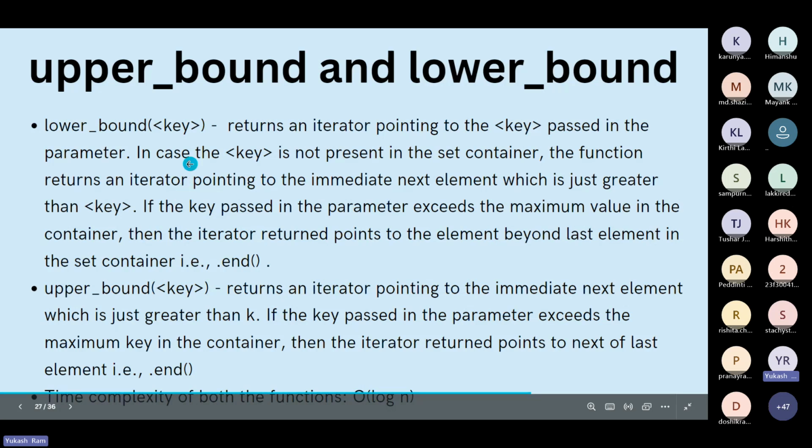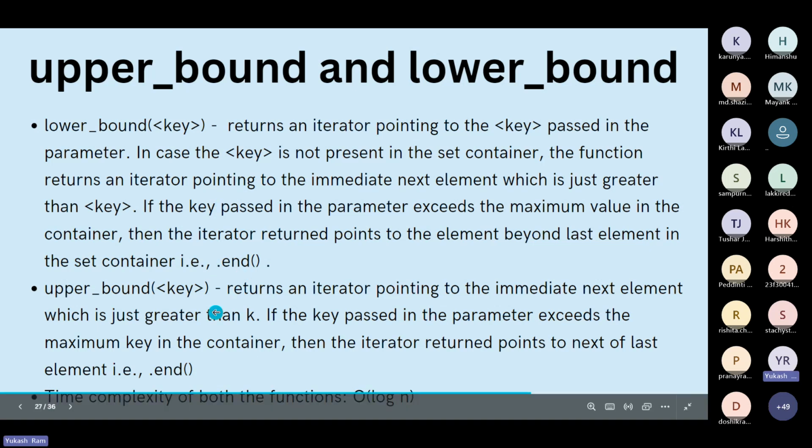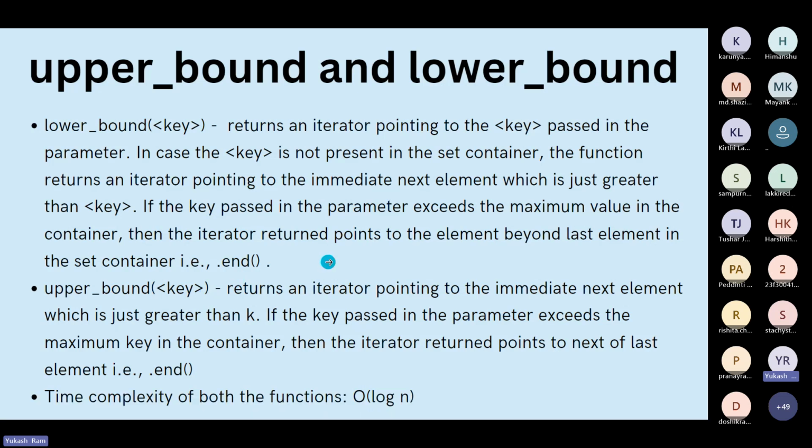So in both the cases, if the given parameter or the key is exceeding the maximum value in the container, then the iterator will point to the theoretical last element of the container, which is the dot end. So both of them have the same thing. And the time complexity is just O of log n, because binary search obviously.